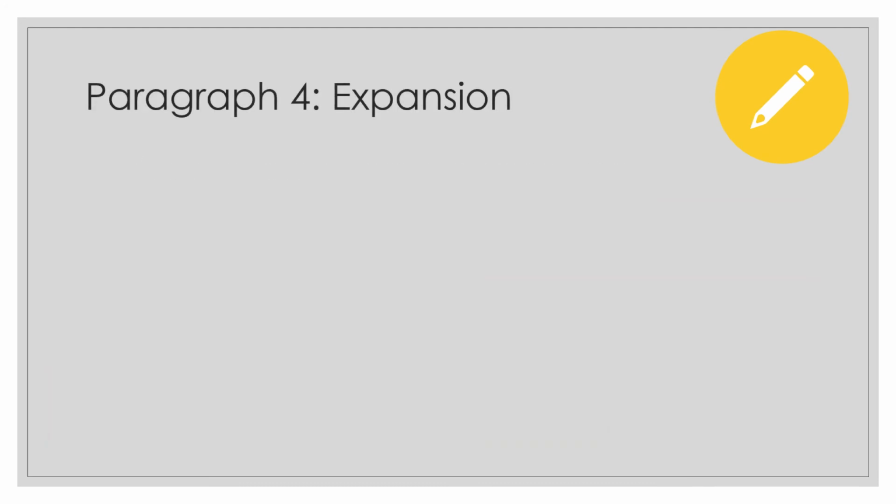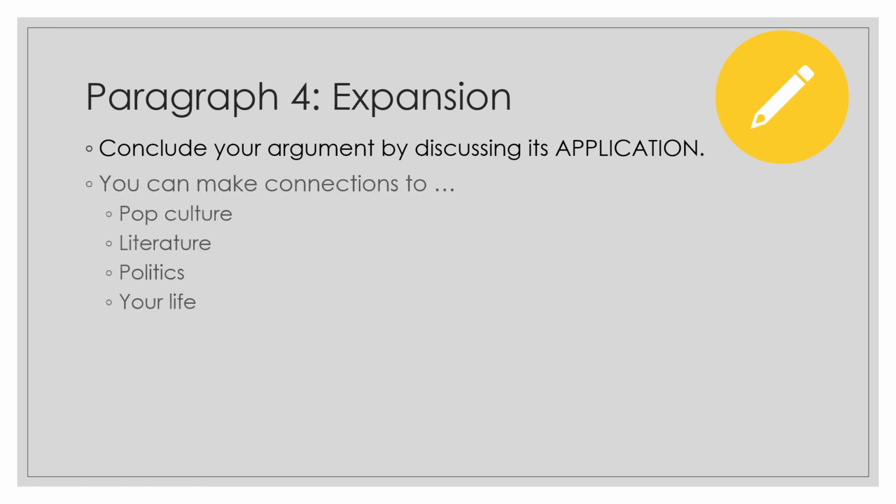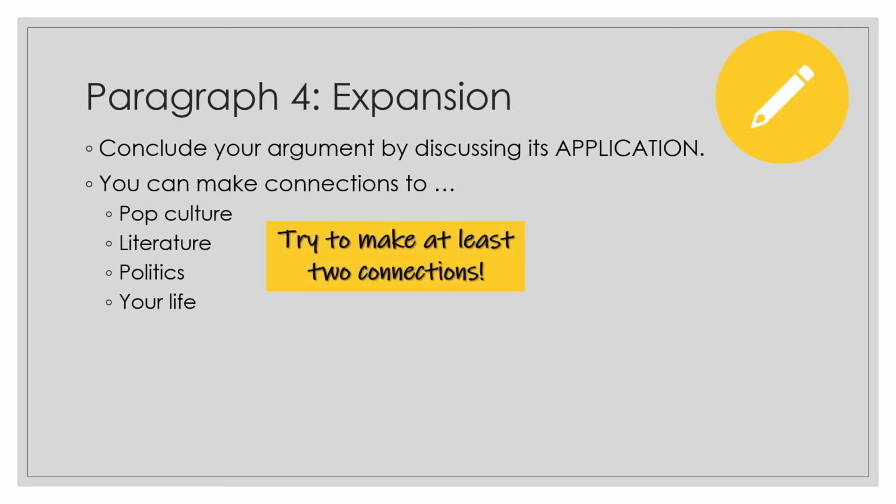The final paragraph is the expansion, and again, we want to reiterate here that this is expansion. It's not the conclusion where you bring everything together. This is where you apply your issue to your audience's life and really show them how they can take this and run with it. So you want to make connections to things like popular culture or literature, anything that your issue can relate to. That's what you want to do in this paragraph. And try and make at least 2 connections.